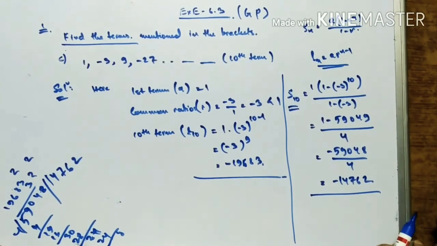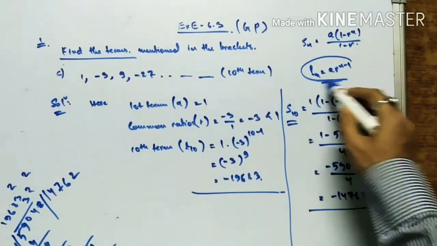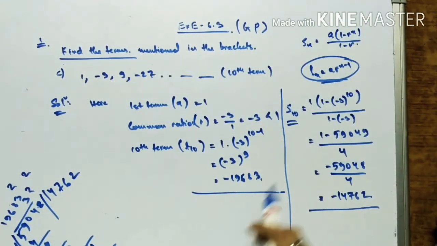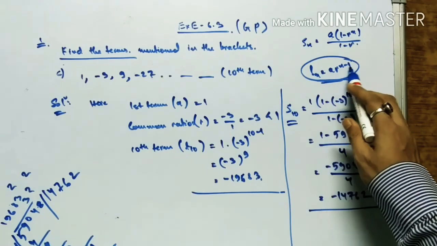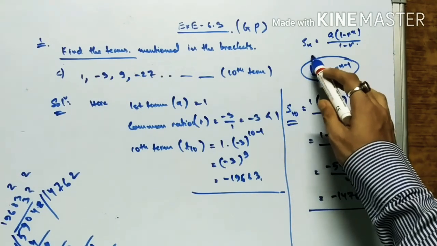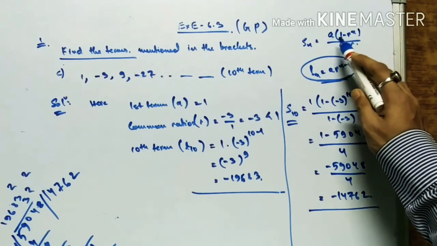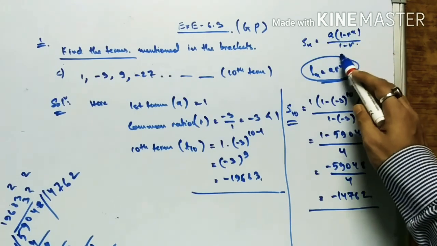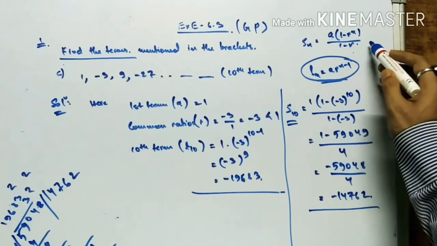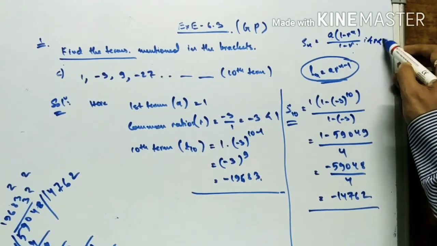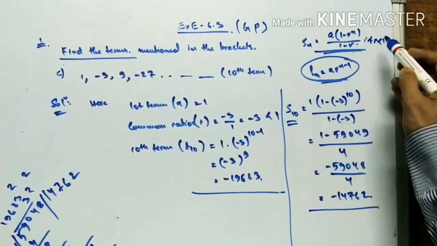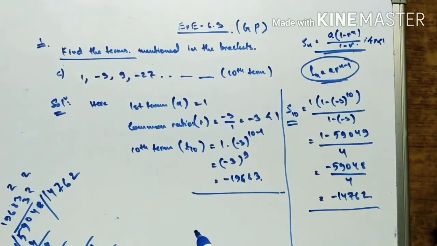So this one, if you see, is very easy. First of all, you will have to remember the formula. In GP, the nth term is given by A R to the power n minus 1, and the sum of the GP up to the nth term is given as A (1 minus R to the power n) by (1 minus R). This formula is applicable if R is less than 1. R means the common ratio.